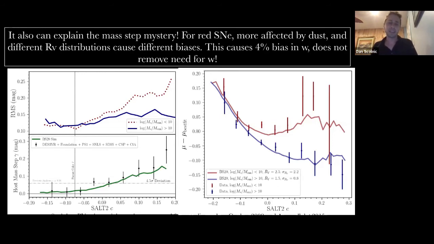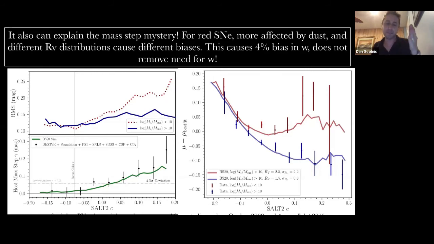And I'll also just say that even basically rethinking the entire dust model, trying to explain the mass step in a totally different way, if you actually do this the whole way through, this causes a 4% bias in w. So to my point earlier, you can't just go from, oh, I see this big effect, to there's no more dark energy. You have to put this all the way in.